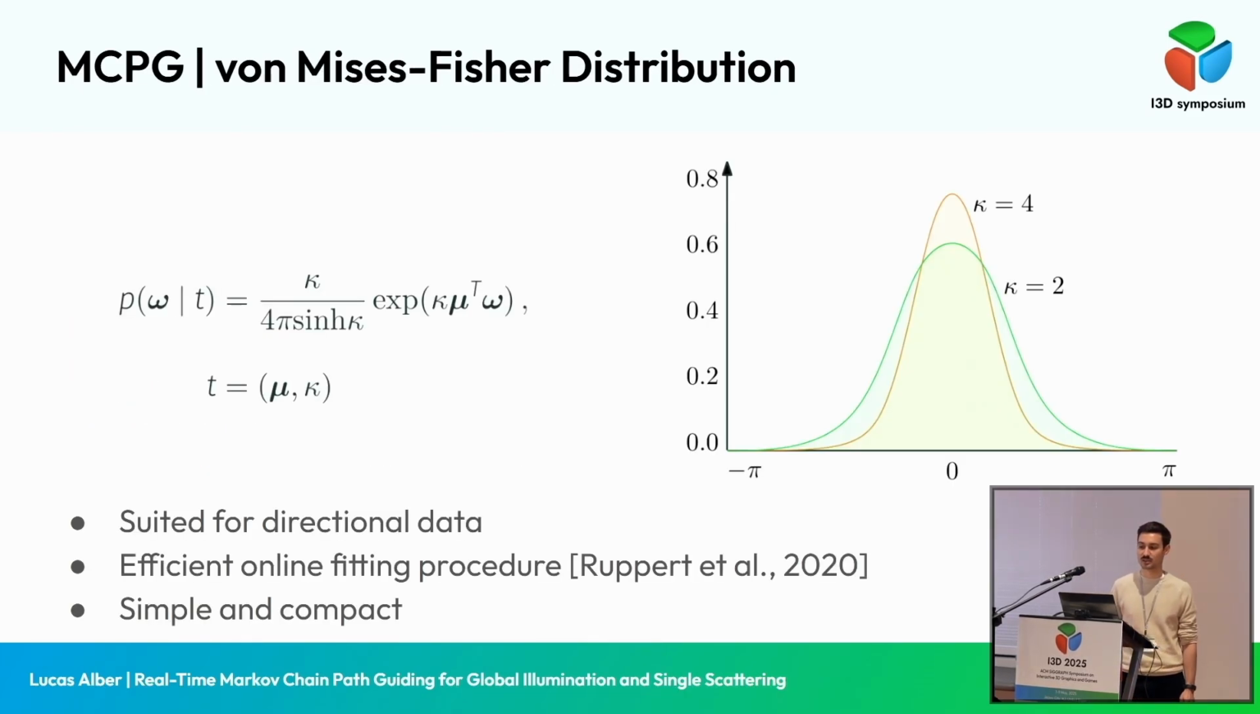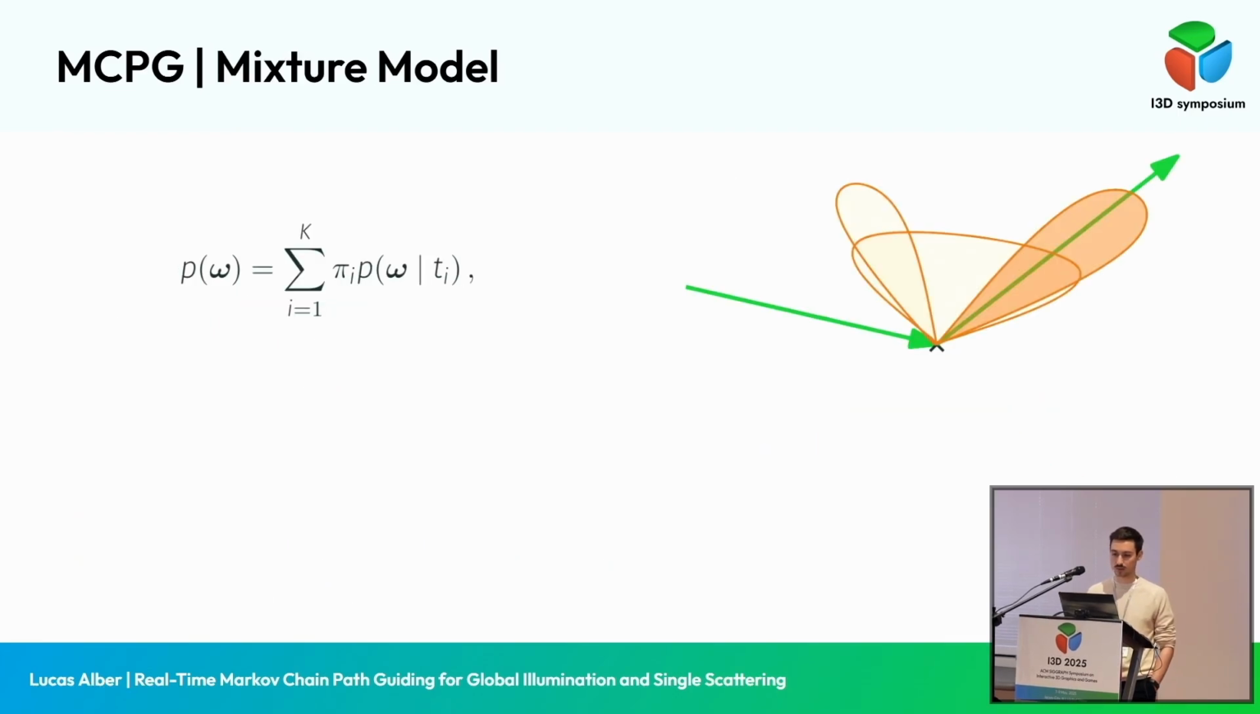At the core, we represent the incident light using a von Mises-Fisher distribution. Because it is suited for directional data, it has an efficient online fitting procedure, and it is simple and compact, requiring only 4 floats. Now, a single lobe isn't capable of representing a complex light distribution. But to increase expressiveness, we can combine multiple VMFs or techniques in a mixture model. Now, instead of selecting a discrete amount of lobes, we can also use a continuous mixture. And we can use a probability density to select the techniques.